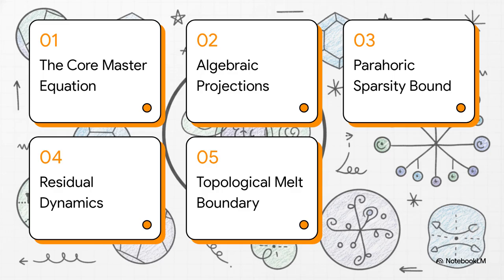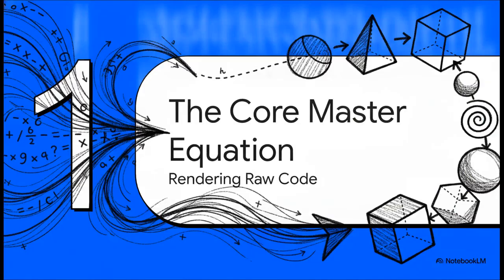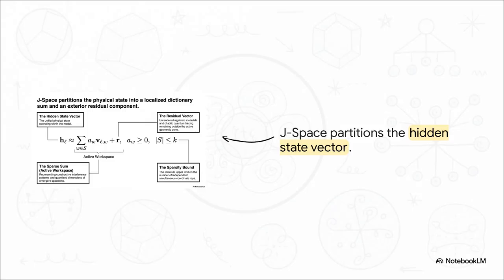First, the core master equation. Second, algebraic projections. Third, the parahoric sparsity bound. Fourth, residual differential dynamics. And finally, number 5, the topological melt boundary. Okay, Section 1, the core master equation. Let's start by unpacking this foundational formula.